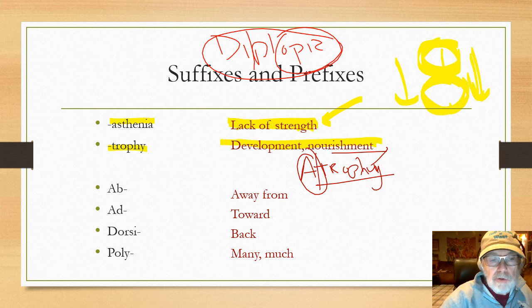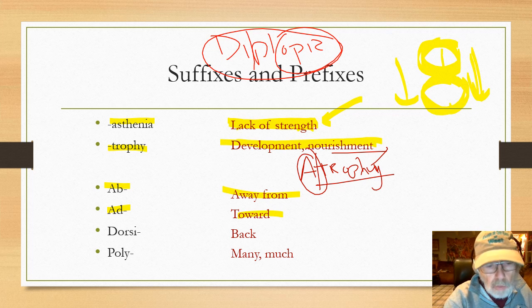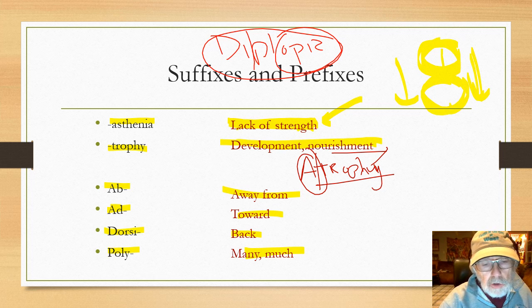Okay, a couple other prefixes that we have here, some of them pretty familiar. Ab means away from. We had that one before. Ad means toward. That's where we get abduction, away from the midline, and adduction, toward the midline. Dorsi means back, like dorsum. And poly means many or much.